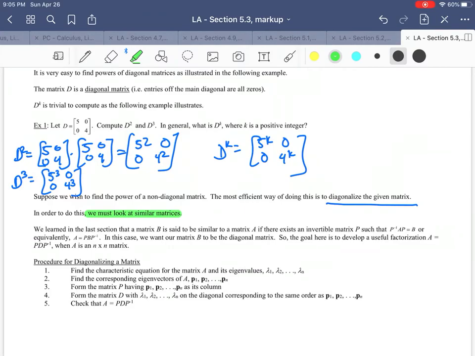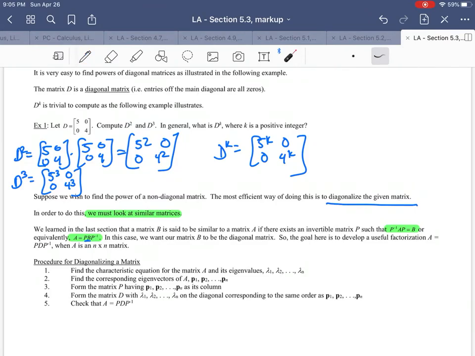So you learned in the last section what it meant to be similar. Basically, with similar matrices, you can turn one into the other by simple multiplication, and then to go back to the one you started with, you reverse that multiplication. So you have these two little pieces right here. That's what we're interested in finding. We're interested in factoring a matrix into these things, into this P and P inverse. And what we're going to put right in the center is our diagonal matrix, so that'll be easy to take a power of.